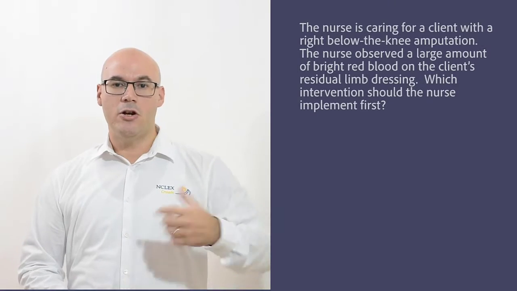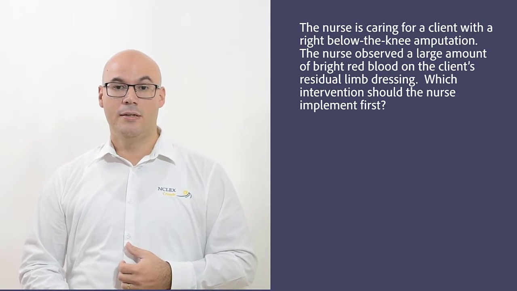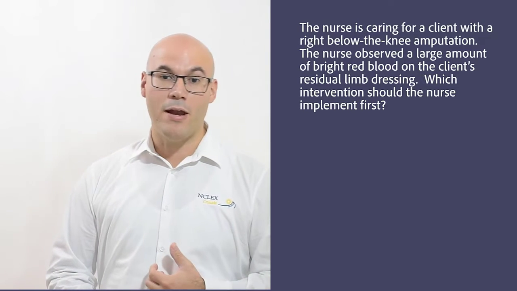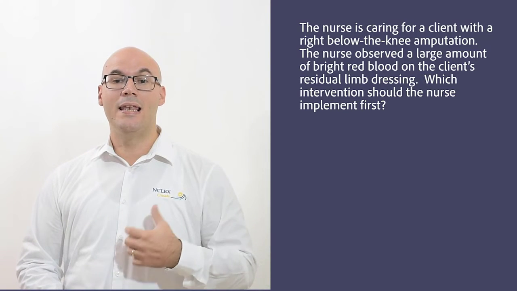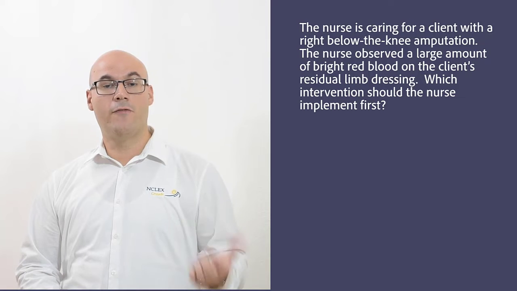Let's use the 5 factors of an NCLEX question to identify this scenario. The nurse is caring for a client with a right below the knee amputation. The nurse observed a large amount of bright red blood on the client's residual limb dressing. Which intervention should the nurse implement first?